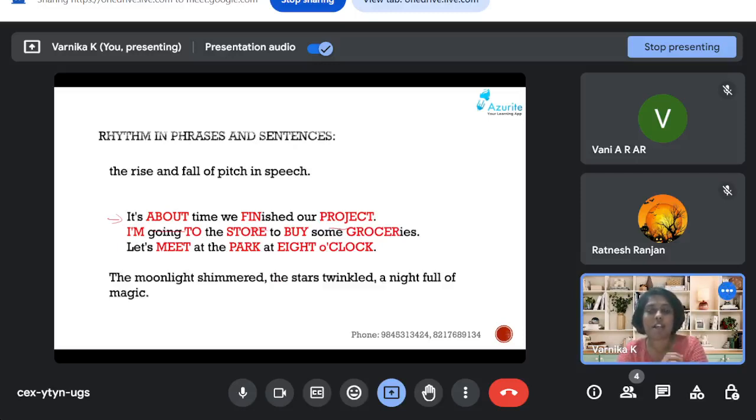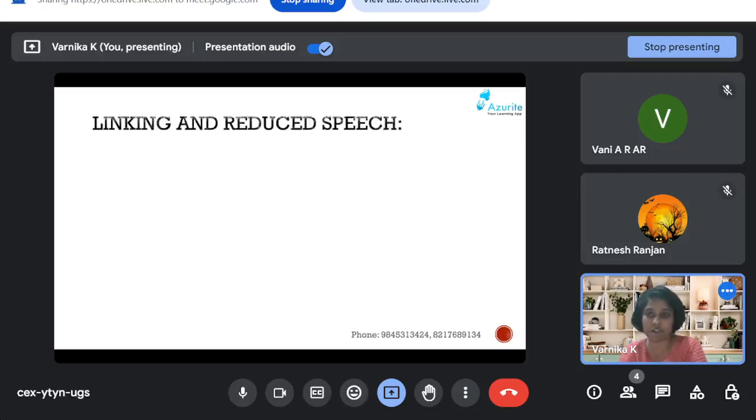Then here I have not shown highlighted words, but let's read it with expressions. The moonlight shimmered, the stars twinkled, and a night full of magic. The moonlight shimmered, the stars twinkled, a night full of magic. I'm just showing you articulative reading of these sentences, so you'll start applying them when you're speaking your language.